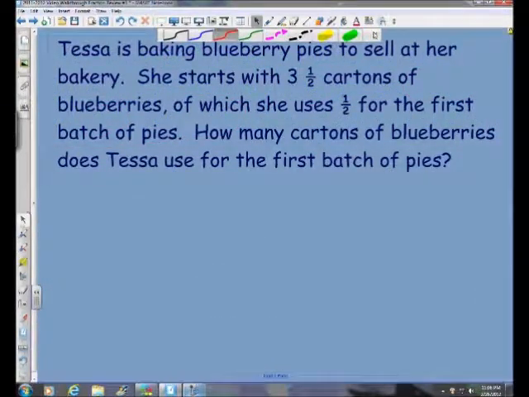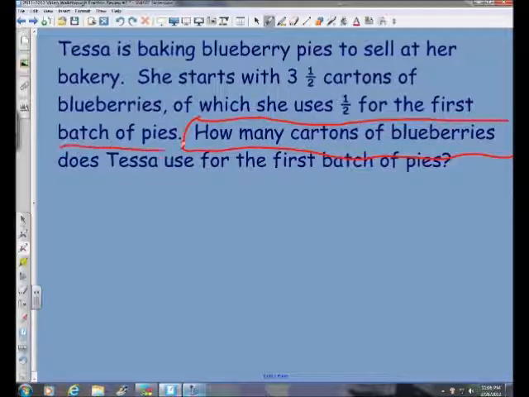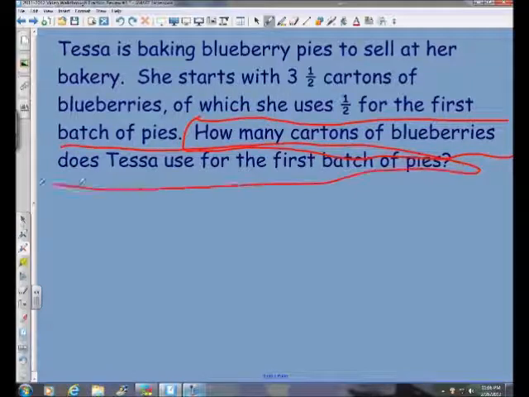And now we'll take a look at the third problem in our fraction review number 1. And we've got: Tessa is baking blueberry pies to sell at her bakery. She starts with 3 1/2 cartons of blueberries, of which she uses 1/2 for the first batch of pies. How many cartons of blueberries does Tessa use for the first batch of pies? There you go. There's our question.